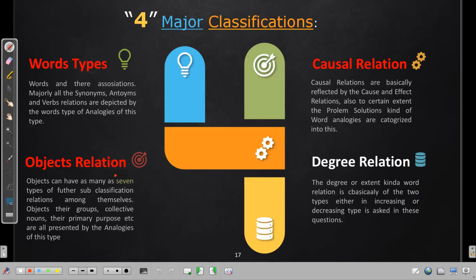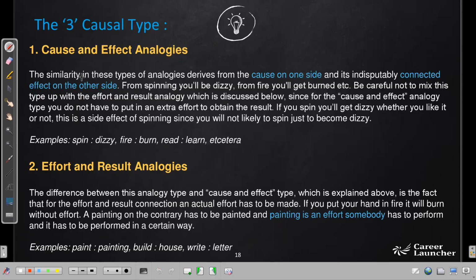The seven types are the most confusing ones. Causal ones are easy. There are two causal types. First, cause and effect. The similarity is derived in this: the cause on one side is indisputably connected to the effect on the other side. For example, from spinning you will get dizzy. From fire you will get burnt. Be careful not to mix this analogy with effort and result, which is the next one, discussed below.